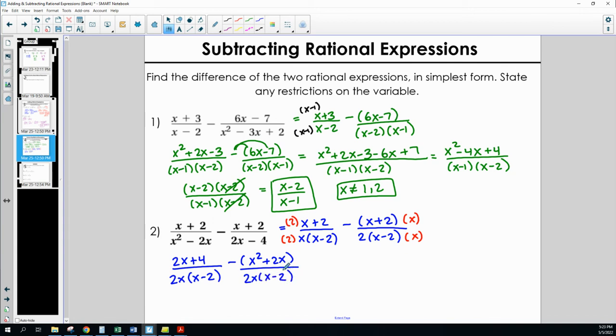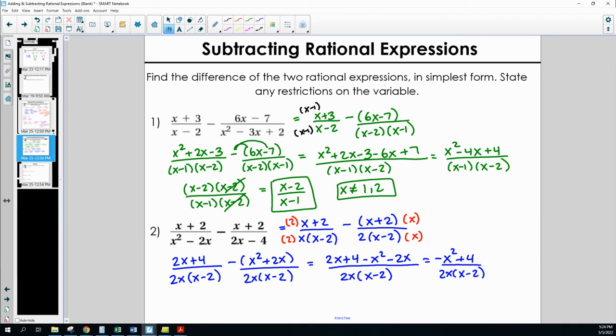All right, so now the denominators are the same. So what we're going to do is smush the tops. 2x plus 4. Don't forget to distribute the negative. So negative x squared minus 2x over 2x, x minus 2. All right, so now that we've smushed the tops and we have one fraction, we want to make sure that the top is in standard form and like terms are combined. Standard form means I have to put the x squared first. So I have negative x squared, 2x minus 2x will cancel out, and now I have plus 4 over 2x, x minus 2.